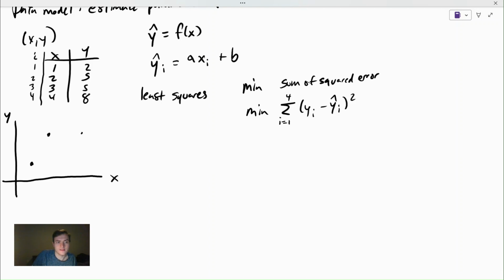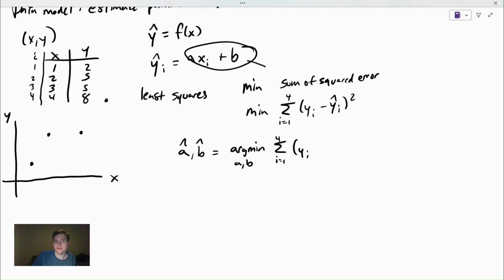Something like this. And then what would be the optimal model? Well, we're going to be choosing specific values for a and b. So let's say that the optimal a and b that we're estimating are a hat and b hat. And so these are going to be the a and b that minimize our objective function. So they're the arguments that minimize the sum from i equals 1 to 4 of y_i minus the predicted y.